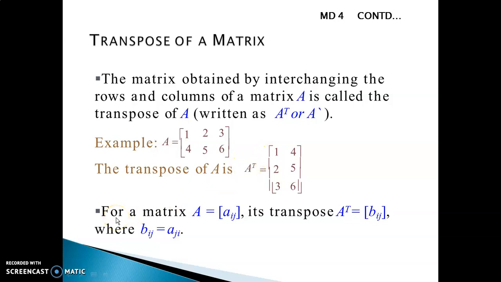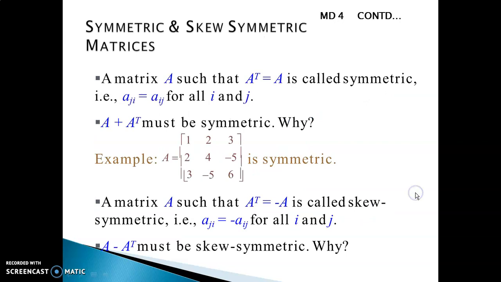In general, mathematically, it can be denoted as: if A is equal to Aij, this is the general element of a matrix, then its transpose is denoted by Bij, or we can say Aji, meaning the row will be interchanged with column and column will be interchanged with row. See here, Aij will become Aji. So in this way, we can find the transpose of a matrix.